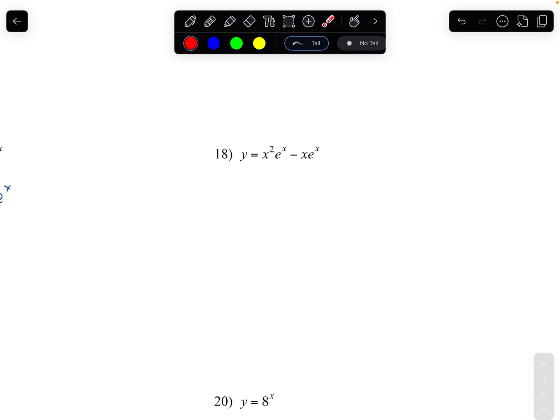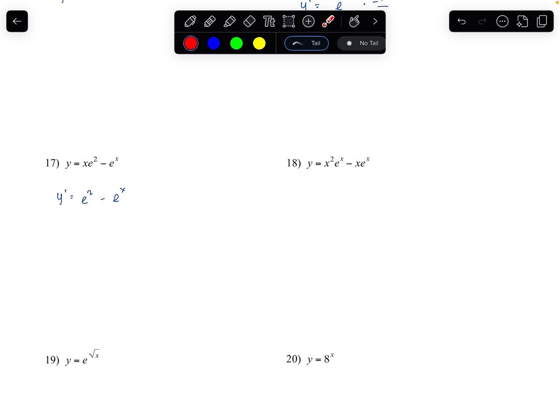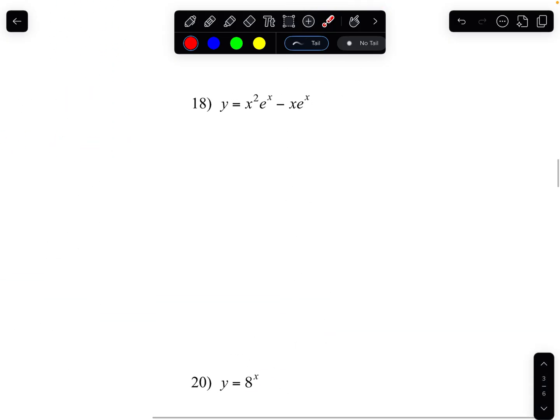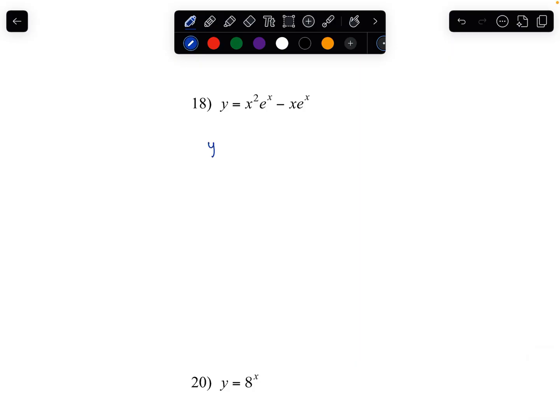18. Now, this one looks like, wow. Product rule and product rule. I don't see a chain rule at all. What in the world? Okay. Why not? There's no chain rule. So y prime, so when I take the derivative of this part right here, we're going to have the first times the derivative of the second plus the derivative of the first times by the second minus, I'm going to use parentheses here. This is really important.